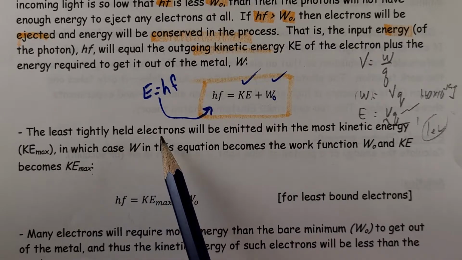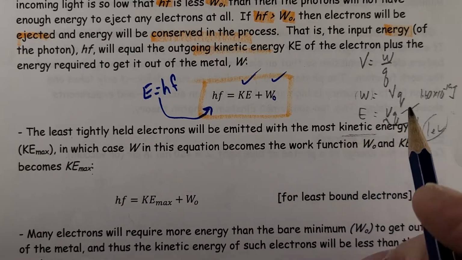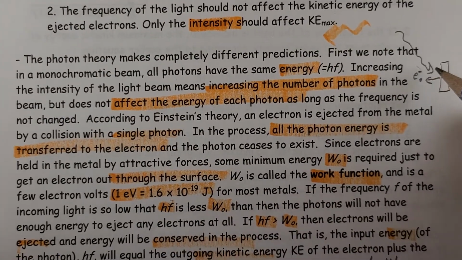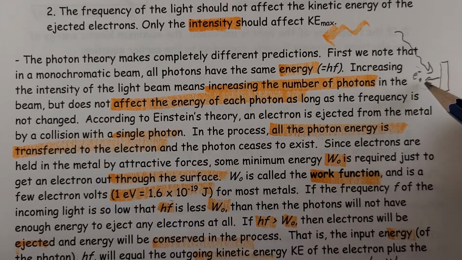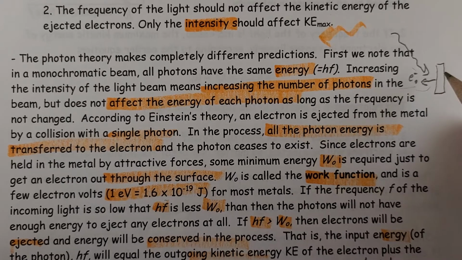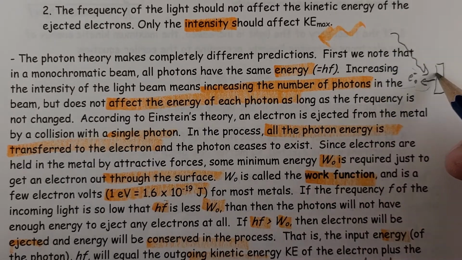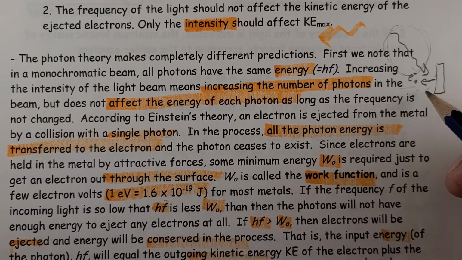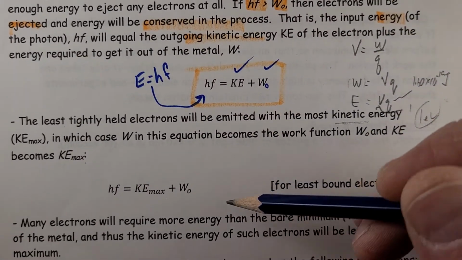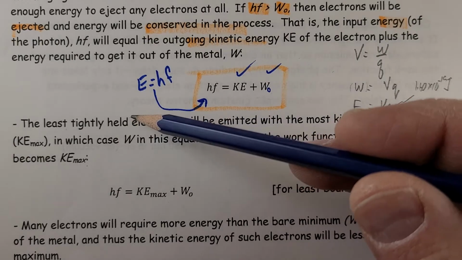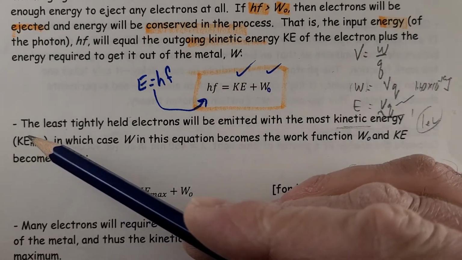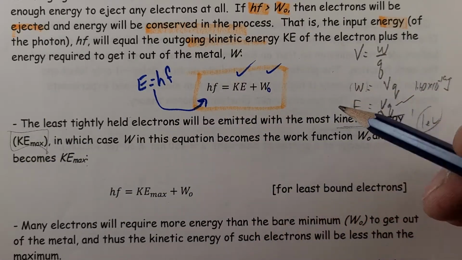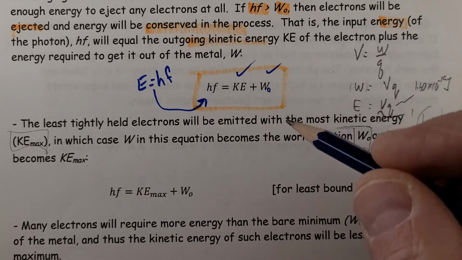So the least tightly held electrons will be emitted with the most kinetic energy, because if I use just a small amount of this light beam to eject an electron, the more energy will exist in moving it across the plate gap. But if an electron takes a large amount of energy to get dislodged, only a little bit of energy is left over, so it'll have a smaller kinetic energy. So the least tightly held will have the most kinetic energy, and we can call that the KE max, the maximum kinetic energy, in which case W in this equation becomes the work function, and kinetic energy max becomes this.